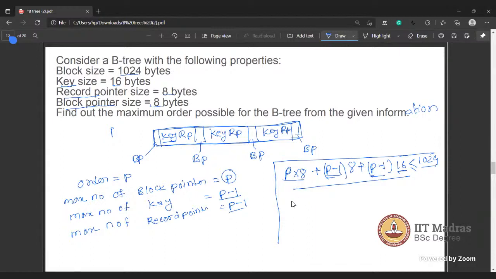So is it the 1024? Is it the size inside the block on the disk? It is the total block size. I'm getting confused with the block thing in the disk actually.